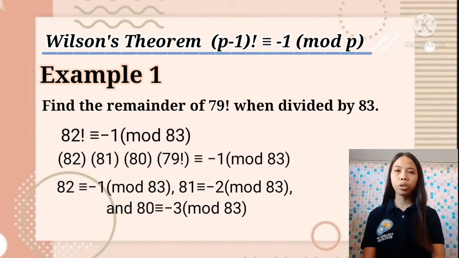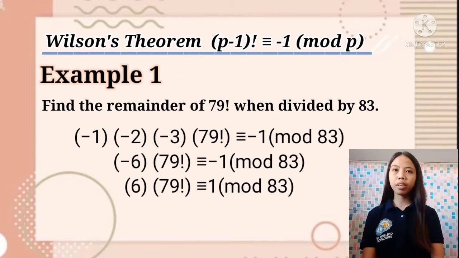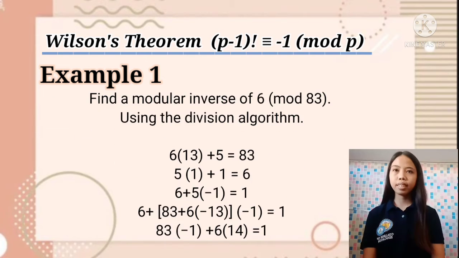Now, we note that 82 is congruent to negative 1 modulo 83, 81 is congruent to negative 2 modulo 83, and 80 is congruent to negative 3 modulo 83. Hence, negative 1 times negative 2 times negative 3 times 79 factorial is congruent to negative 1 modulo 83, and this is negative 6 times 79 factorial is congruent to negative 1 modulo 83, and then 6 times 79 factorial is congruent to 1 modulo 83. Now, we want to find a modular inverse of 6 modulo 83 using the division algorithm.